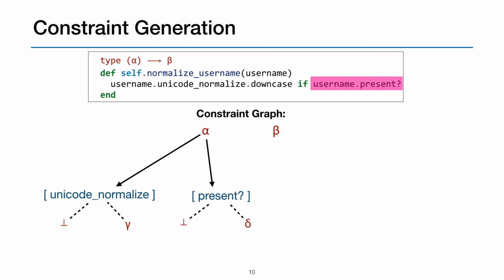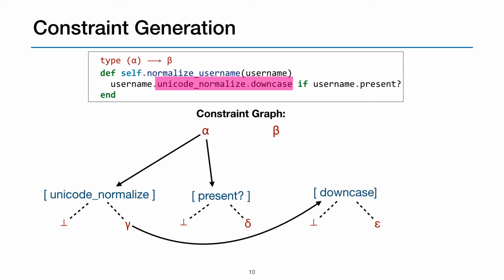Now, notice that username also has a present method. So, we create a structural type for present, and we draw an edge from alpha to that type. Then notice that we called downcase on the result of Unicode normalize. So again, we create a structural type for downcase, and this time draw an edge from gamma, the return type for Unicode normalize, to that structural type. And finally, because the result of calling downcase is returned, we draw an edge from epsilon, the return from downcase, to beta, the return for our overall method.